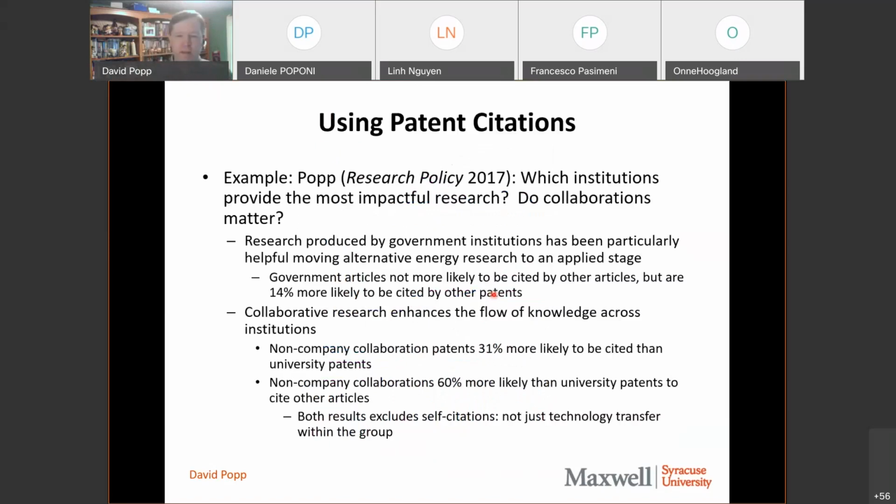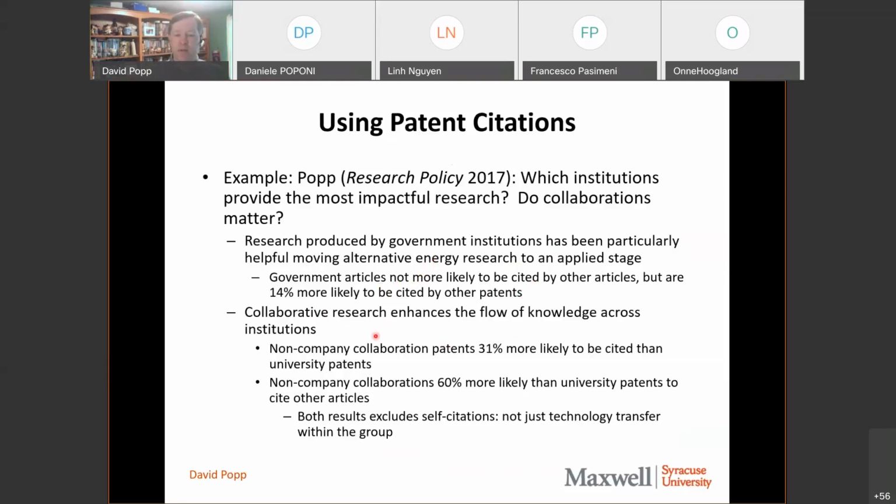Finally, in related work in 2017, I ask what institutions provide the most impactful research, and do collaborations matter? This can help governments decide where to target research investments. One thing I show in this work is that research produced by government institutions, not research funded by governments but carried out in government laboratories, is particularly helpful in moving alternative energy research to an applied stage. For example, government articles are not more likely to be cited by other articles, but government publications are much more likely to be cited by patents, suggesting they're moving research from the laboratory into practice.